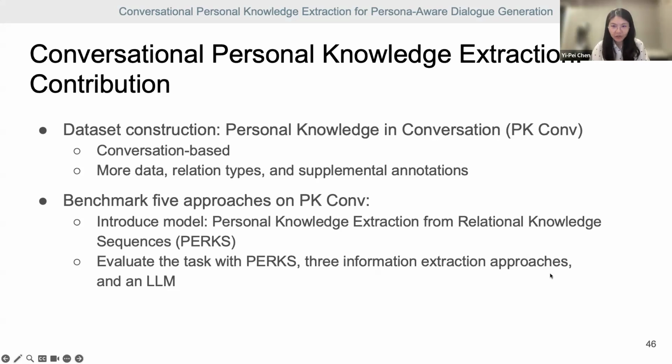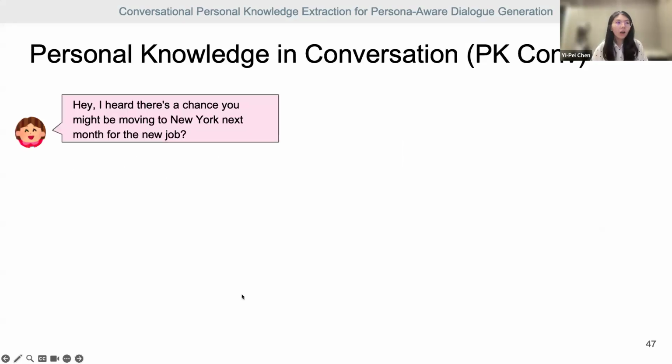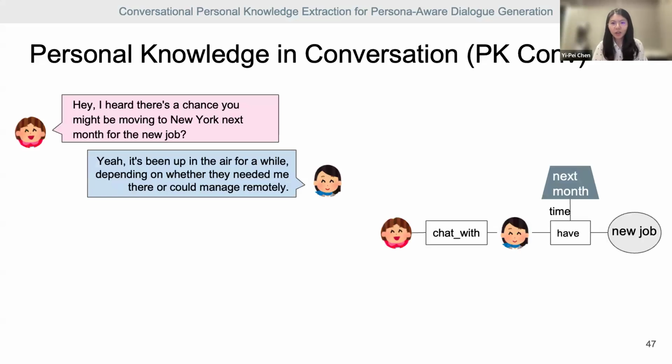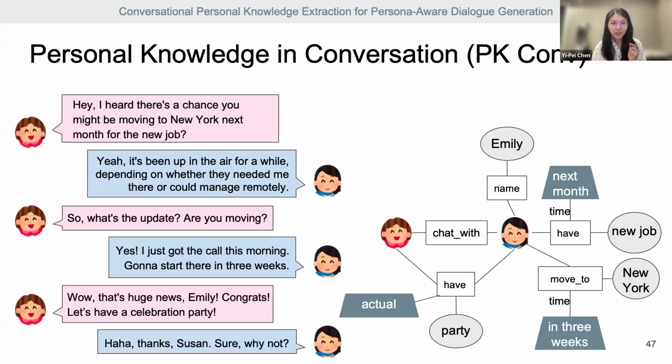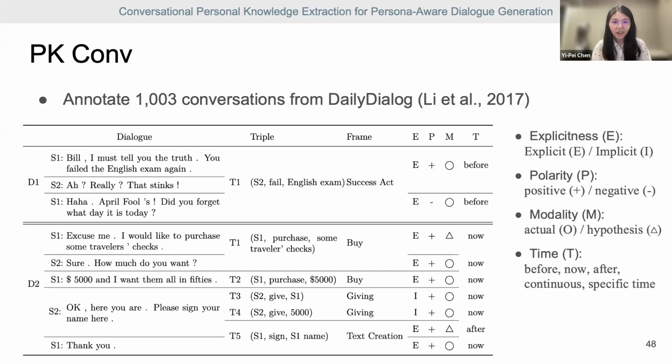So to address the lack of data, we construct a dataset, personal knowledge in conversation. And we also benchmark 5 approaches on our dataset, including a model we introduce, 3 information extraction approaches, and an LLM. So this is an illustration of how the conversational personal knowledge works. Given each utterance, we extract the personal knowledge, which contains the status, which will change as the conversation goes on. And this is the schema of our data.